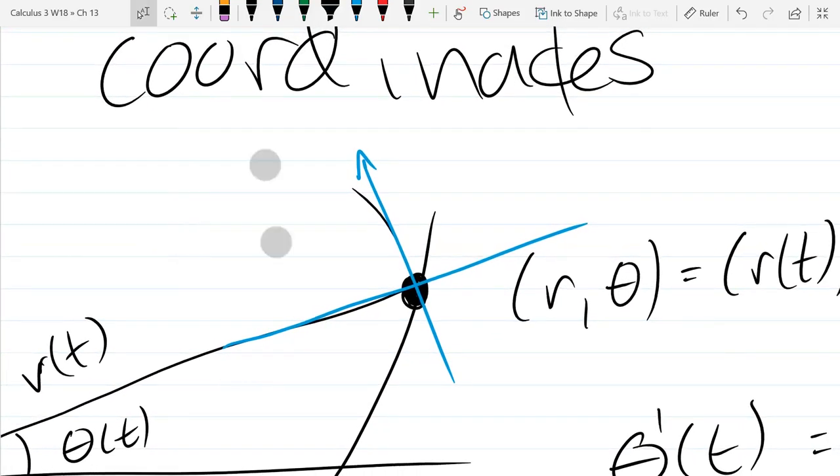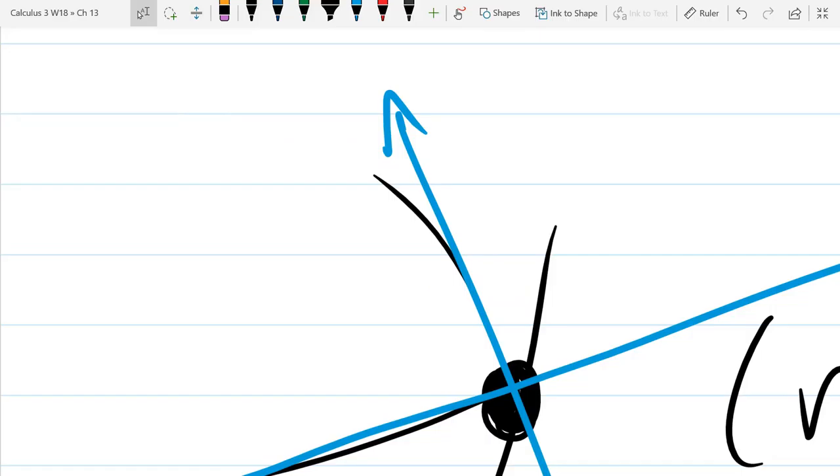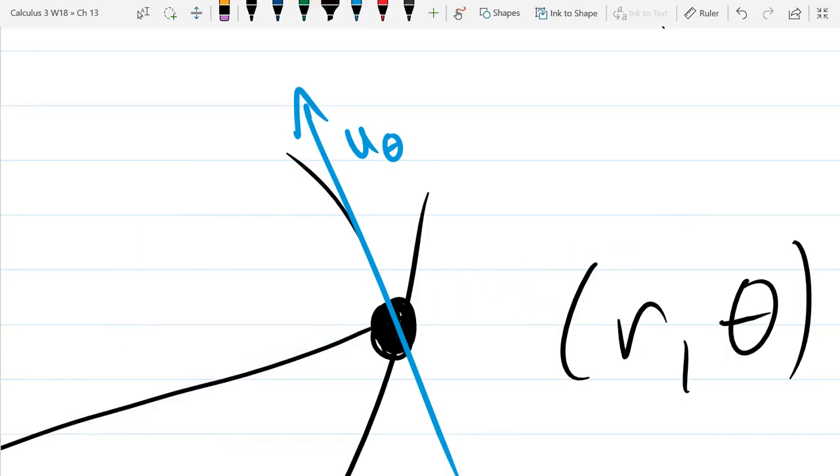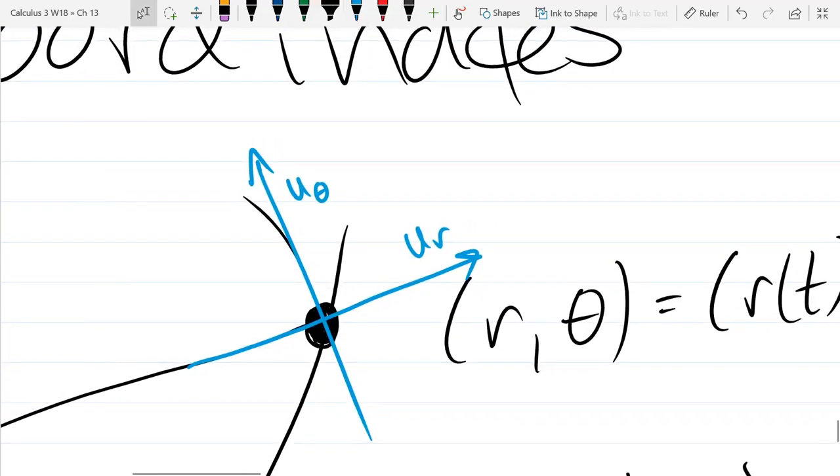So there's two directions I'll call. I'm using the book. Let's go back to blue. So how much we're going in the theta direction, we'll call that U theta. U is for unit. So this will be a lot like T or N, and it's going to serve a similar purpose. It's going to give us a frame. In this case, we're just going to go with the theta direction. And then the other one is going to be U r, which will go this way. And I'll write out these coordinates. So we'll go U r first.